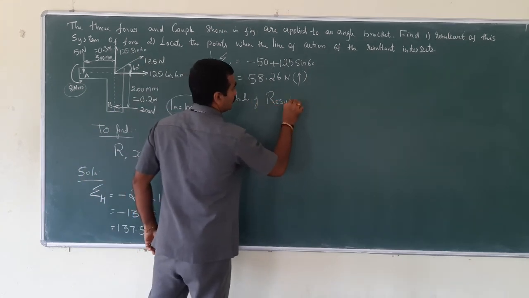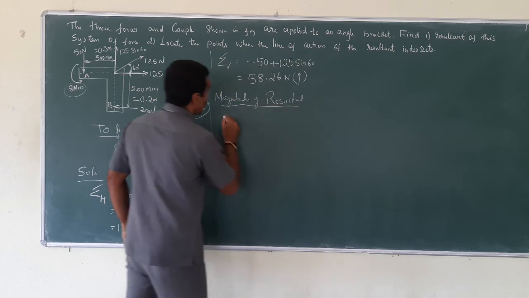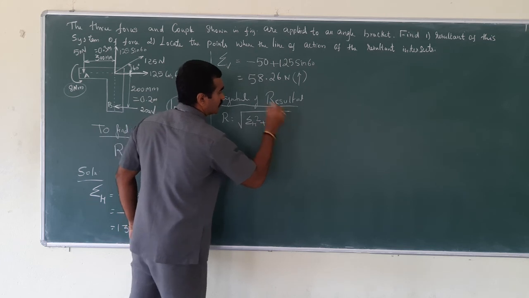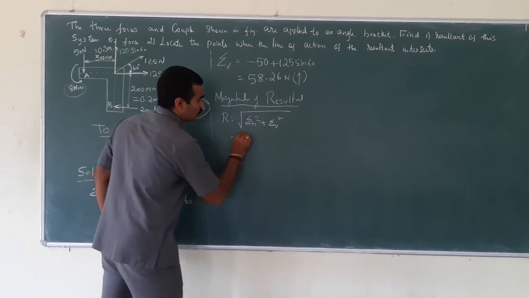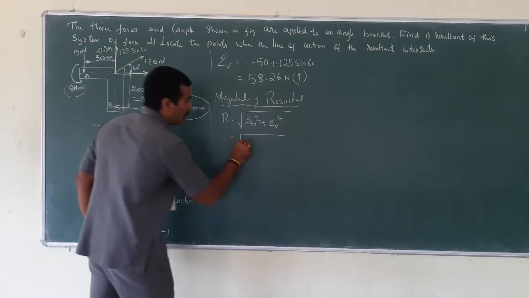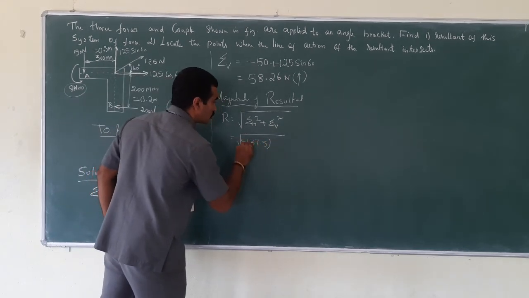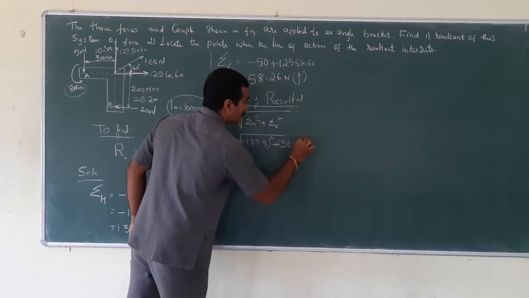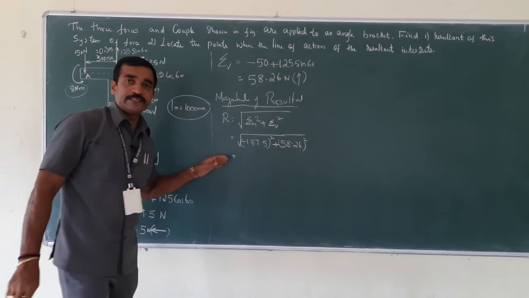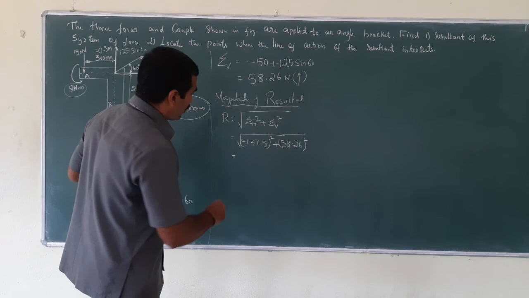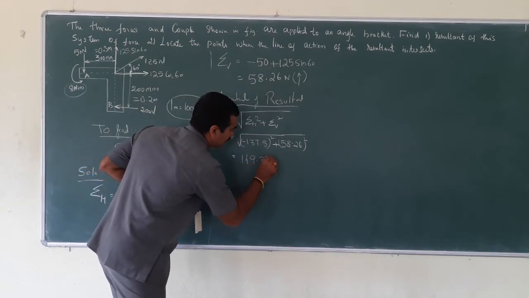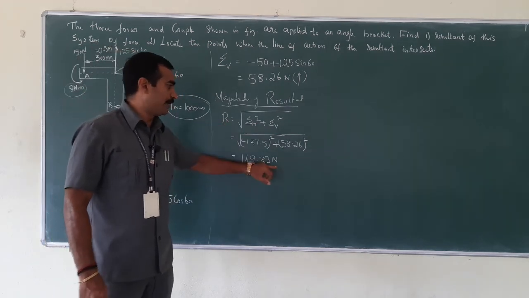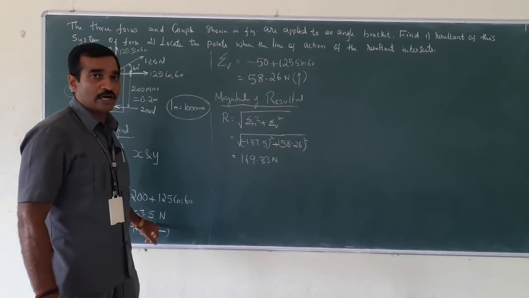Next, magnitude of resultant. R is equal to the root of summation H squared plus summation V squared, which is equal to, summation H value is 137.5, so 137.5 squared, summation V is 58.26 squared within the root. If you feed these values in your calculator, you will get the R value roughly 149.33 Newton. Got it? The unit of resultant would be Newton because summation V and summation H are in Newton.